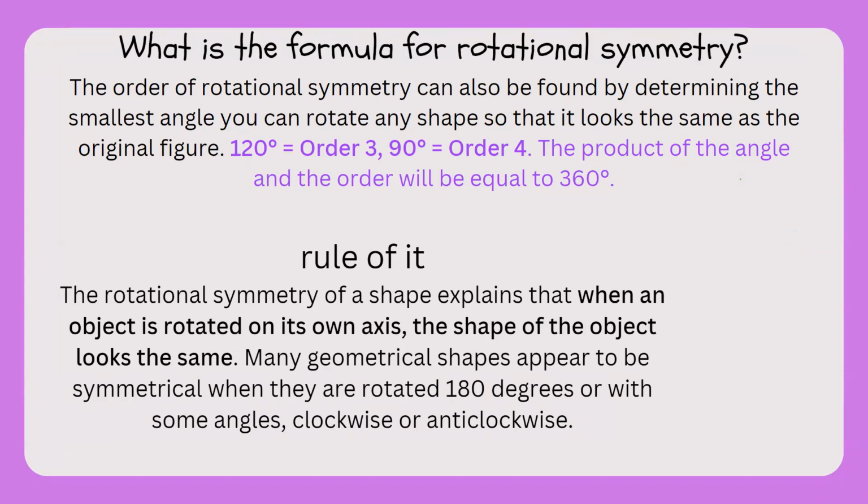The rule is very easy. When an object is rotated on its own axis, the shape of the object looks the same. That means if it doesn't look the same, it was wrong. And then you can turn it by some angles, clockwise or anti-clockwise.